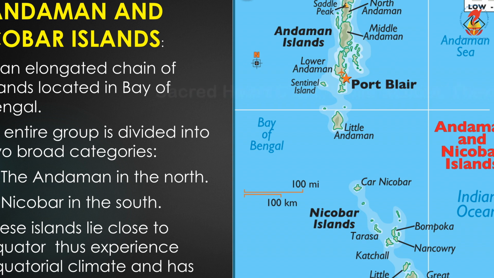The entire group of islands is divided into two: Andaman Islands and Nicobar Islands. I repeat, this whole chain of islands is divided into two: Andaman in the north and Nicobar in the south. These islands are close to the equator, so they experience an equatorial climate and have thick forest cover. These are the important points related to Andaman and Nicobar Islands.